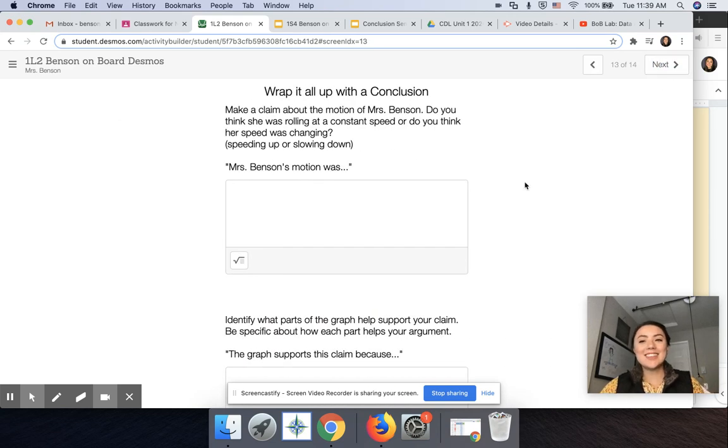All right, and slide 13, this is the one I wanted to spend the majority of our time on. So this is your conclusion. This is what you're going to use to write your conclusion in your lab report. The first one says, make a claim about the motion of Mrs. Benson. Do you think she was rolling at a constant speed, or do you think her speed was changing?